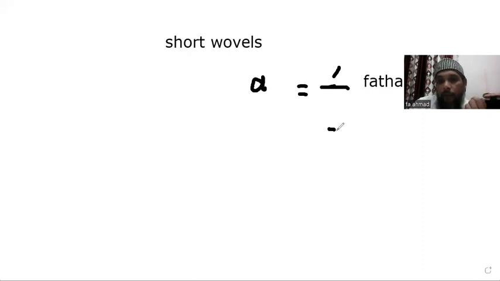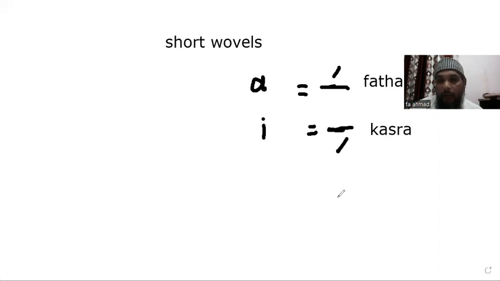Now suppose this is a letter, and a cross line below the letter is called kasra. The sound is, I write here i, so you can pronounce this e. So fatha sounds a, and kasra sounds e. Put your voice down: a, and e.